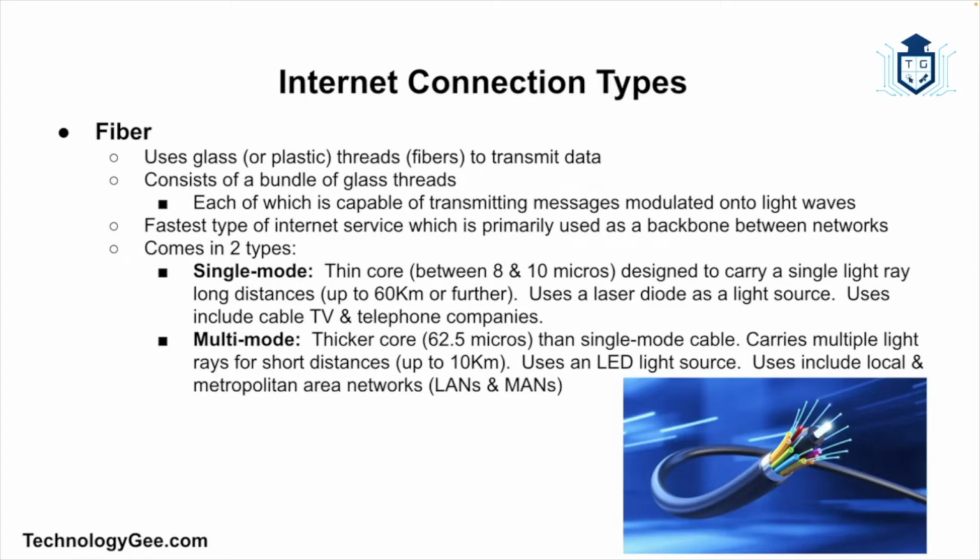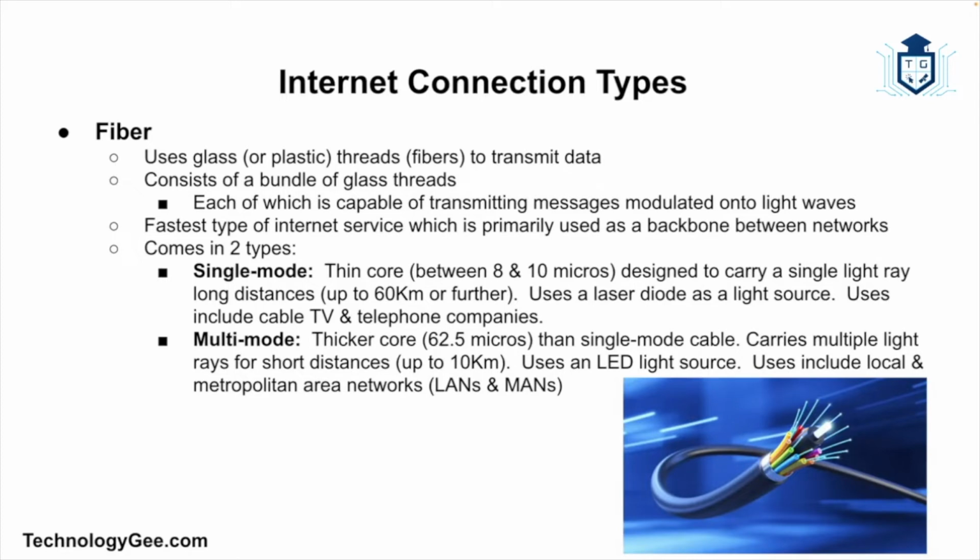The first one is called single mode, and this has a thin core between 8 and 10 microns thick that is designed to carry a single light ray long distances of up to 60 kilometers or further. In single mode cable, it uses a laser diode as its light source, and the typical uses include cable television and telephone companies. And then you have multi-mode, and this has a thicker core of 62.5 microns, and this carries multiple light rays for short distances up to 10 kilometers. And multi-mode cable uses an LED light source, and the typical uses include local and metropolitan area networks.